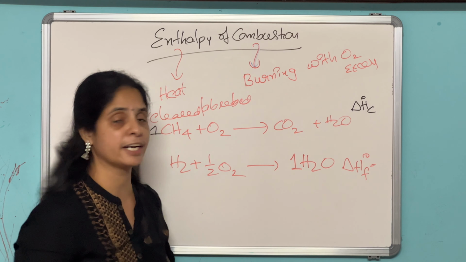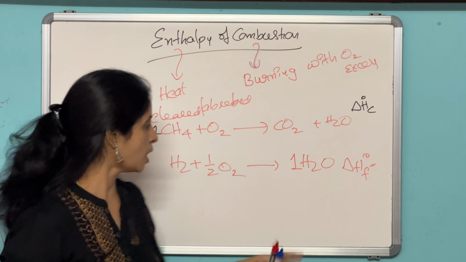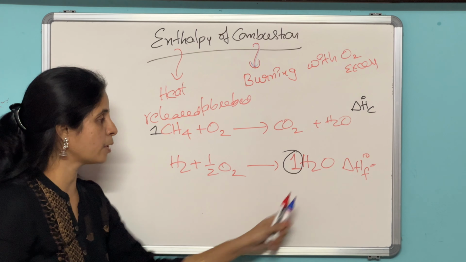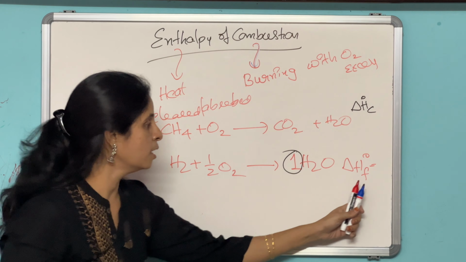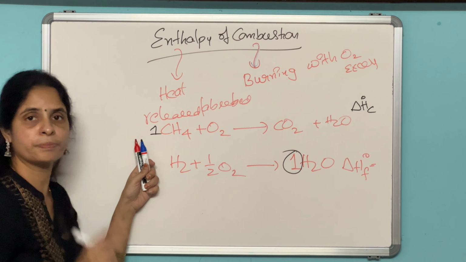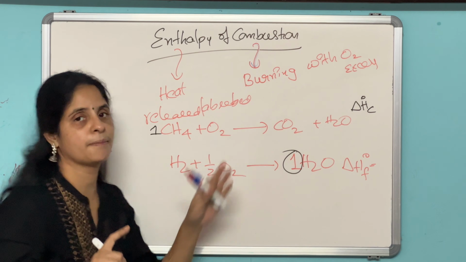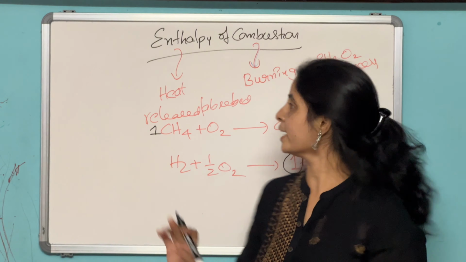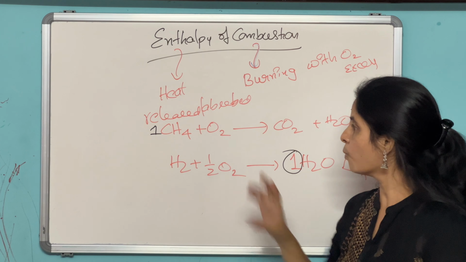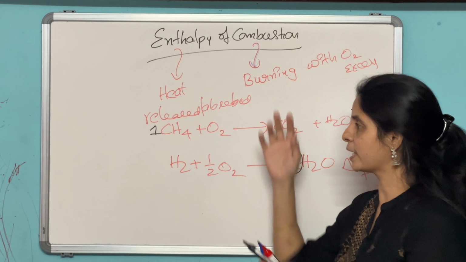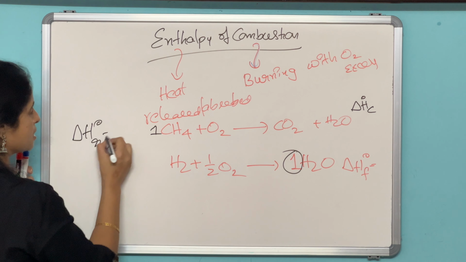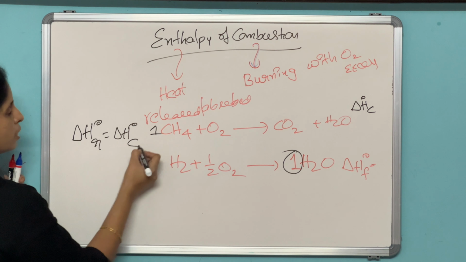It is represented with C. Got the difference between this 1 mole? Product side should be 1 mole during enthalpy of formation. Reactant side should be 1 mole during combustion. That is the difference. During combustion, heat is always released. Whatever the amount of heat released in the chemical reaction is nothing but heat of reaction only, which is equal to delta H naught of combustion.